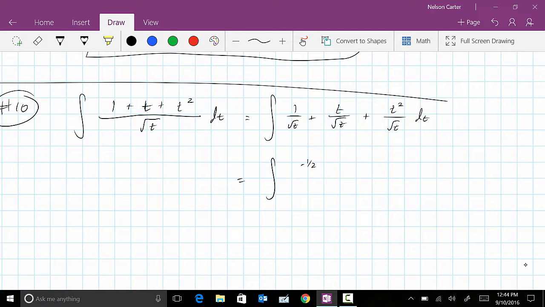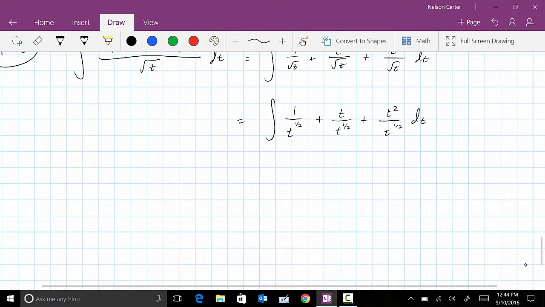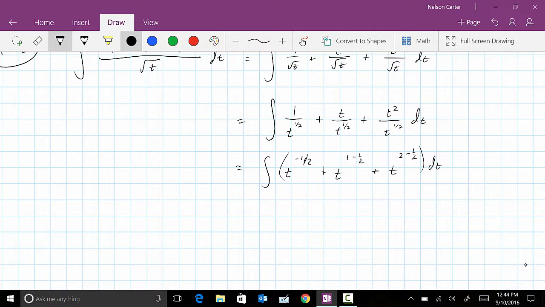Let me show why, because you guys are going to get lost. Okay, so first of all, this you could write as 1 over t to the power 1/2, because the square root of t is t to the power 1/2. Plus, then this is t over t to the power 1/2. And then plus, this is t squared divided by t to the power 1/2. Alright, so now we're going to use exponent properties, which say that this is going to become t to the power negative 1/2 plus t to the power 1 minus 1/2 plus t to the power 2 minus 1/2 dt. I'm just using exponent properties. It says that x to the power a divided by x to the power b is equal to x to the power a minus b.